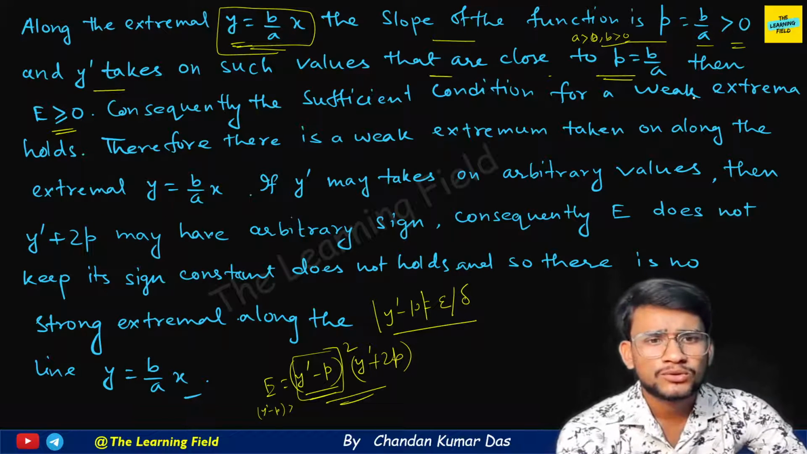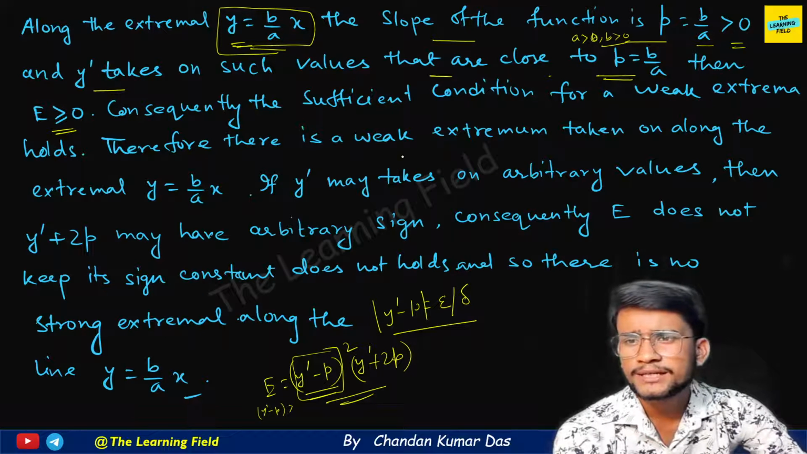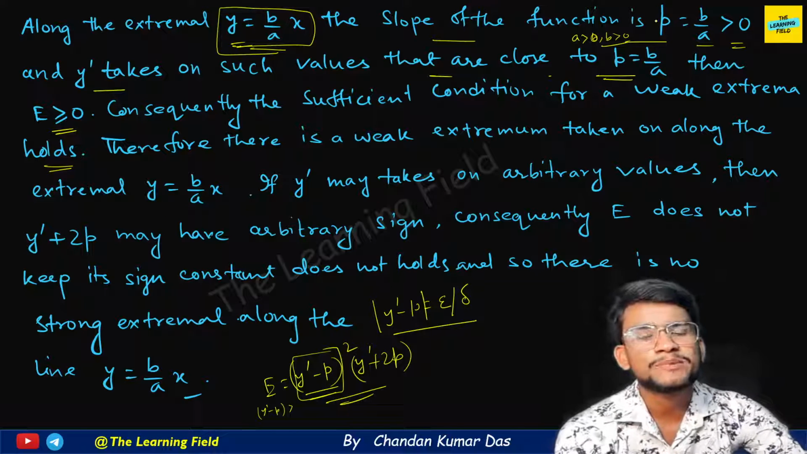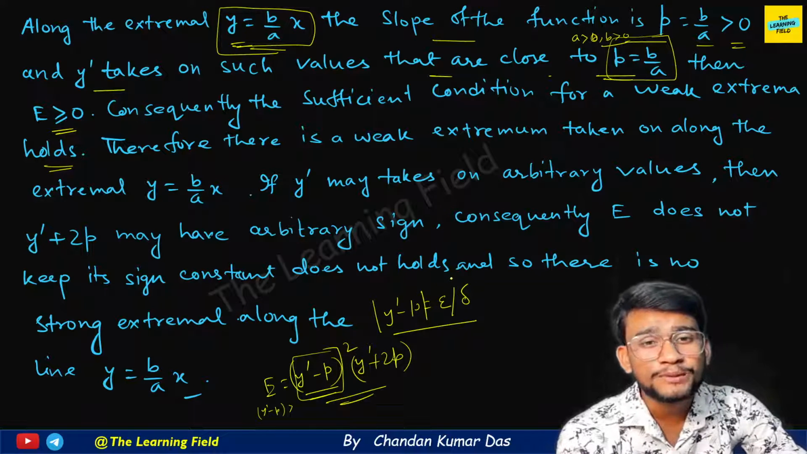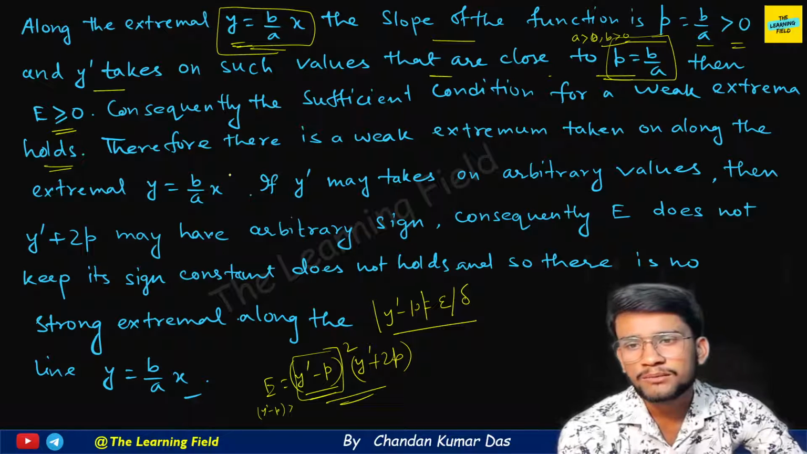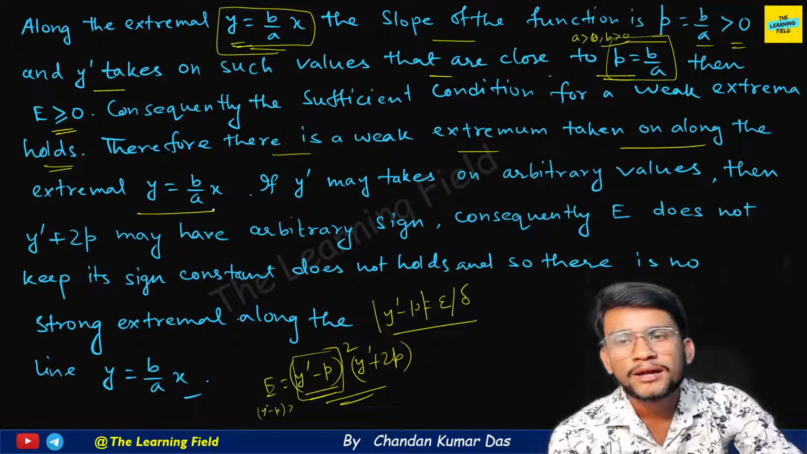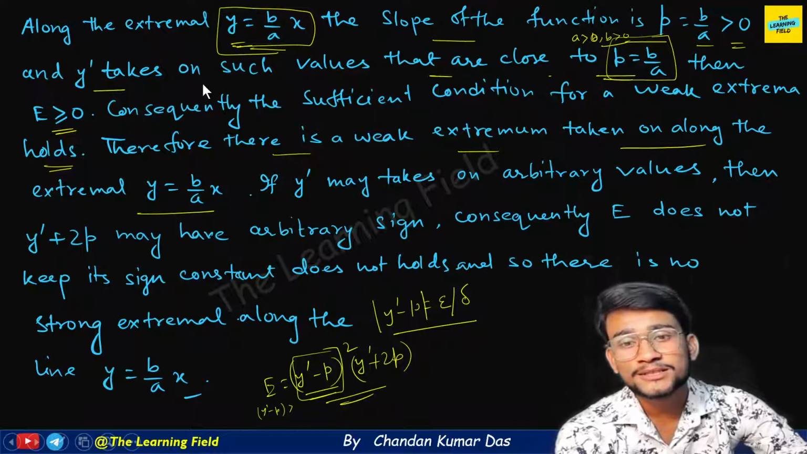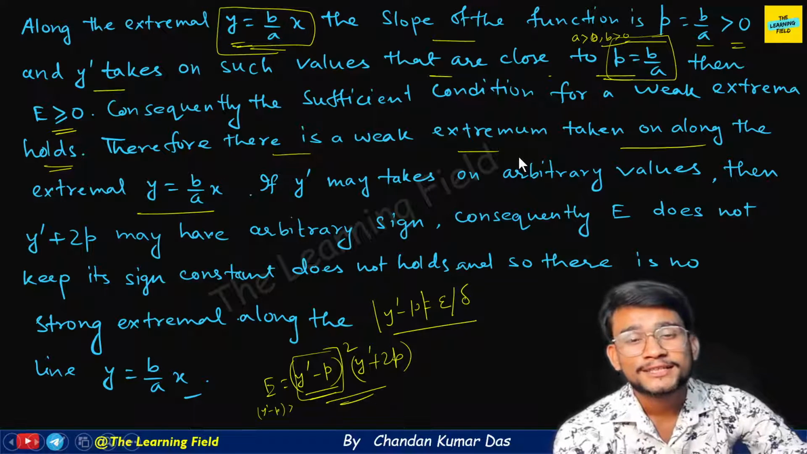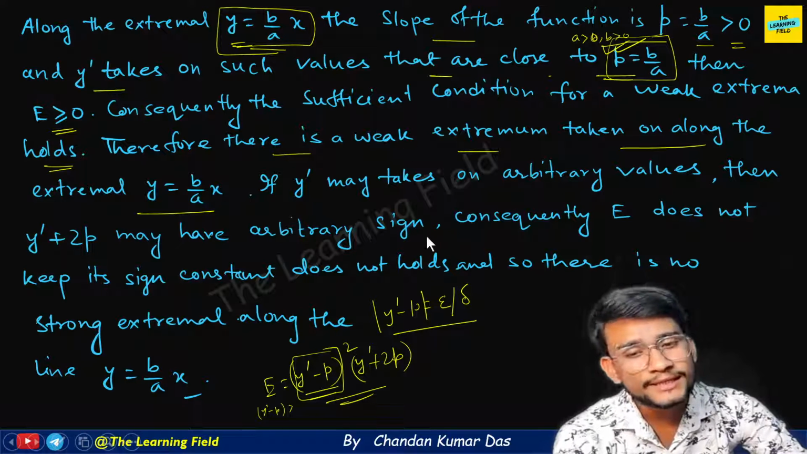Then consequently, the sufficient condition for the weak extremum holds. Weak means sufficiently close to p. So the value of y dash is arbitrary but sufficiently close to p. Therefore there is a weak extremum taken along the extremal y equal to b by a into x. So why weak? Because our value of y dash is sufficiently close to this p, that's why E is greater or equal to 0.